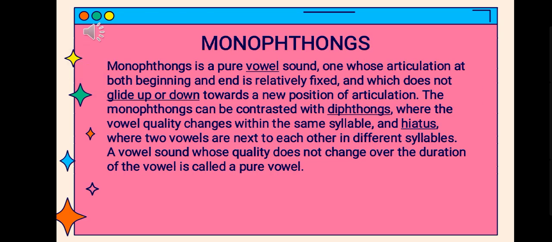What are monophthongs? A monophthong is a pure vowel sound, one whose articulation at both beginning and end is relatively fixed, and which doesn't glide up or down towards a new position of articulation. Monophthongs can be contrasted with diphthongs, where the vowel quality changes within the same syllable, and hiatus, where two vowels are next to each other in different syllables. A vowel sound whose quality doesn't change over the duration of the vowel is called a pure vowel.